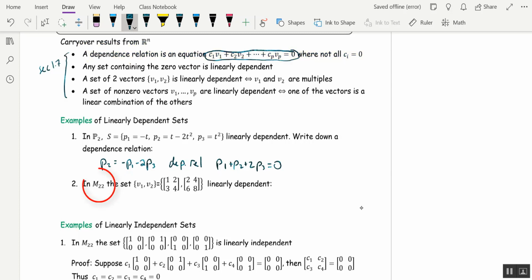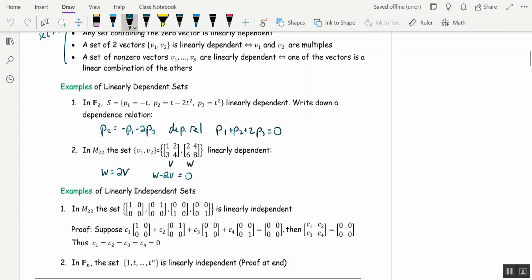All right, in M22, which is the set of 2 by 2 matrices, we've got 2 vectors here. Those are also dependent vectors. If I call this V and this W, we can see, again by inspection, that W is twice V. Well, we know from Rn that if we have a set of exactly 2 vectors and one is a multiple of the other, that's a linearly dependent set. And if you wanted a dependence relation, you could just say W minus 2V is 0.